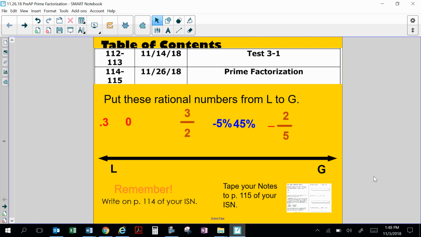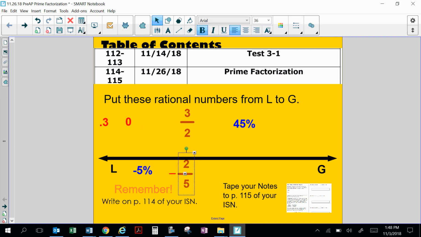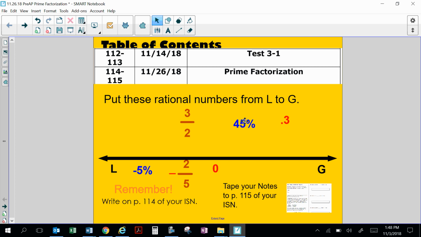Well, what type of numbers do you see on the least side? Usually negatives. What type of numbers do you see on the opposite side? The greater number, positive. So let's start moving things. Well, these two are negative, so I'm going to put these here. Well, 0 will have to somewhat go right here in the center, I assume. These are positive. So let's start with the positives first. Well, that's 45%, so I'll put it right here.